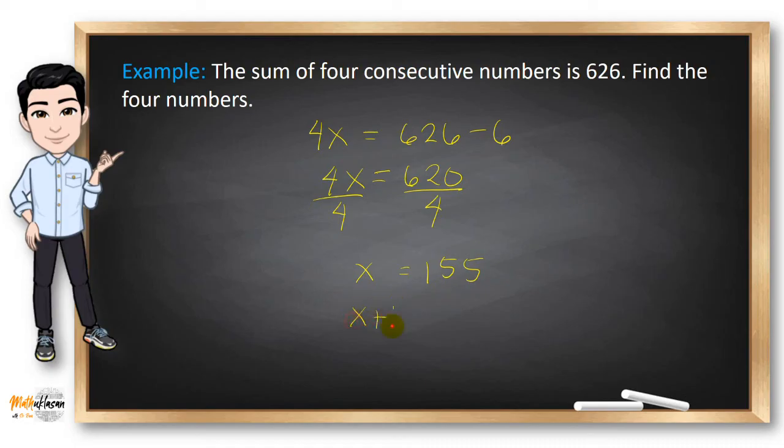The second number is x plus 1, so this is 156. The third number is x plus 2, so this is 157. The fourth number is x plus 3, so this is 158. So the 4 consecutive numbers are 155, 156, 157, and 158. Adding these 4 numbers will give us 626.